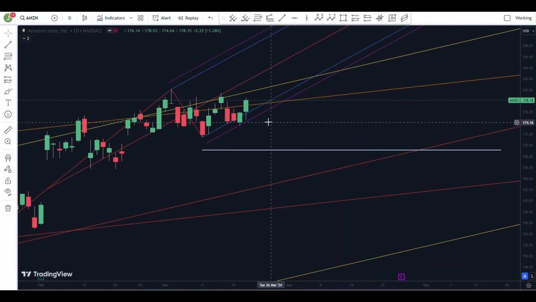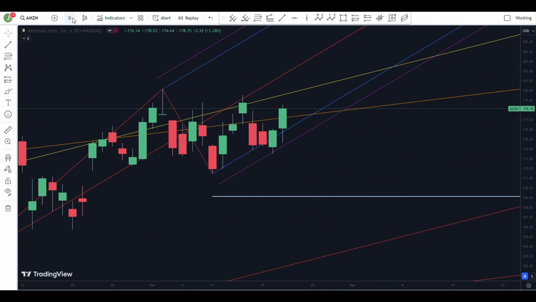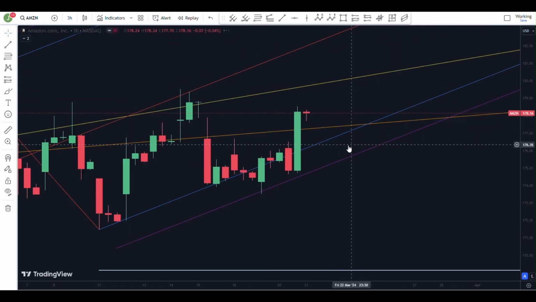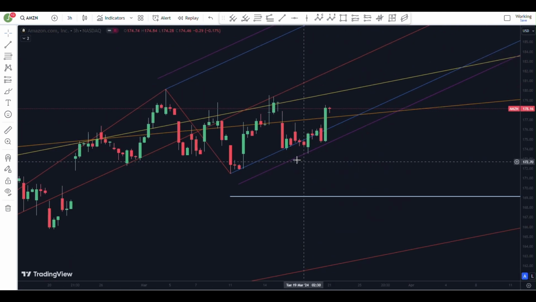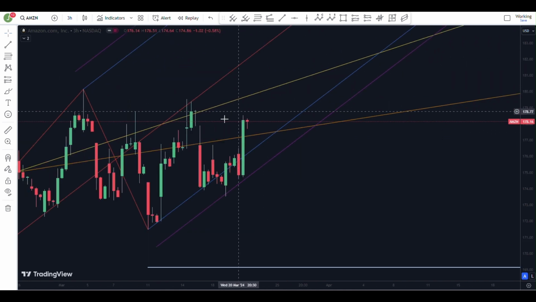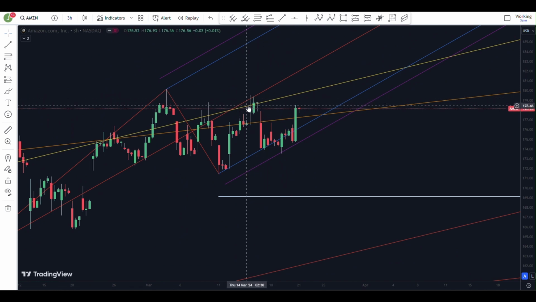If we zoom in a little bit here, and I will actually move to the 3-hour chart, we can see how well we are respecting this, again being the quarter line. We tested it, we bounced pretty hard, and then we came near it again, and buying pressure came in with great force again.